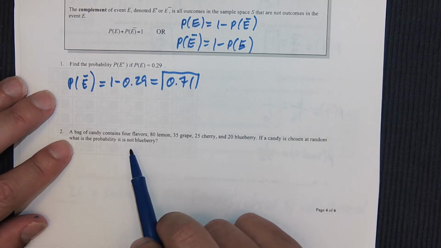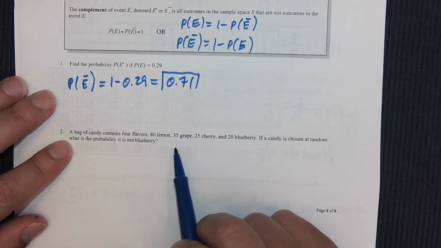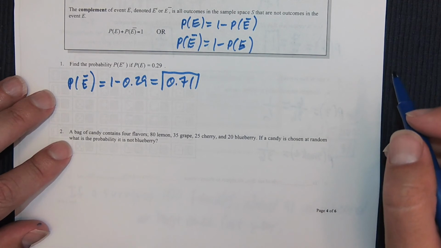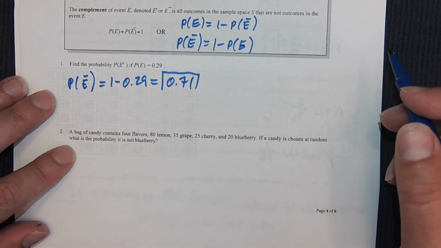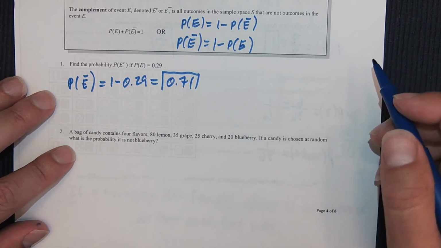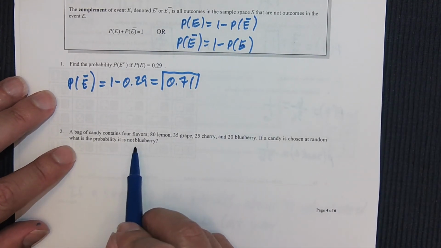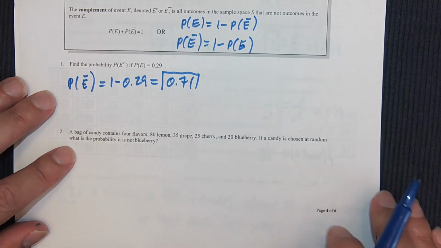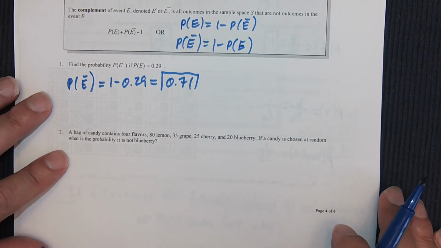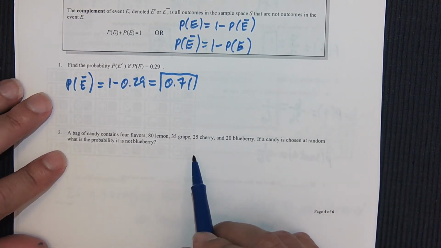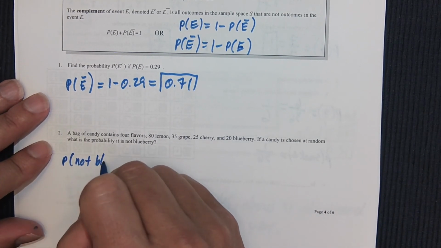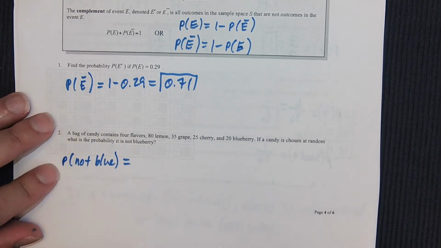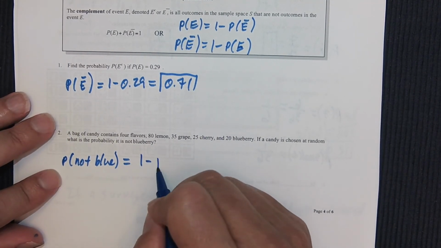A bag of candy consists of 4 flavors: 80 lemon, 35 grape, 25 cherry, and 20 blueberry. If a candy is chosen at random, what is the probability it is not blueberry? Now, when we have this not idea, not outcome, we can use the complement to do this. I could add up all the ones that are not blueberry, so the probability of not blueberry. Or I could do this. I could go 1 minus the probability of blueberry.